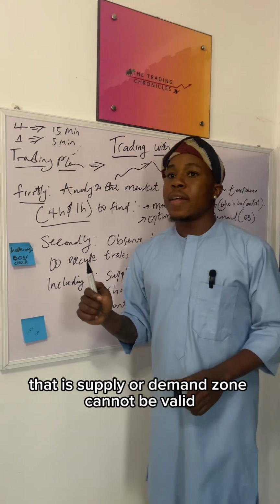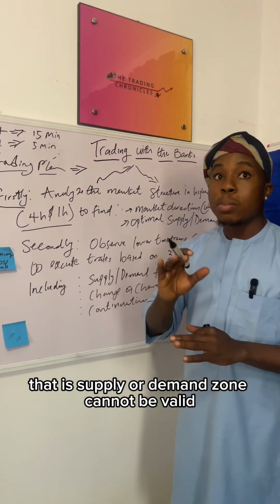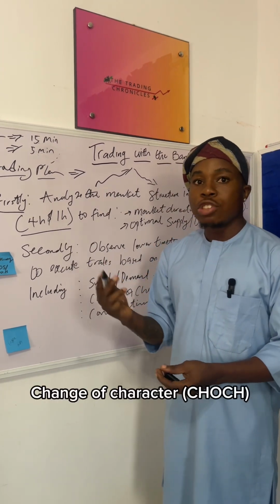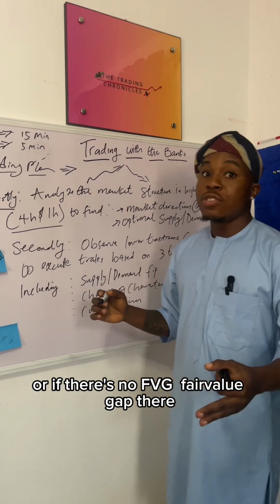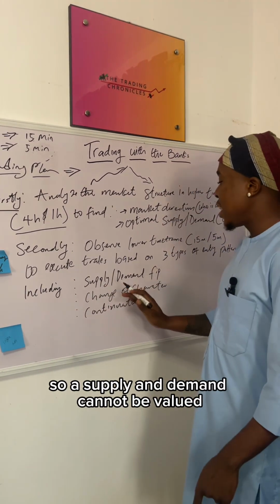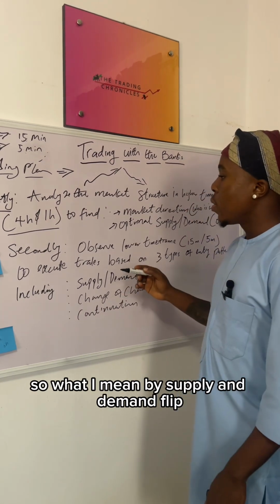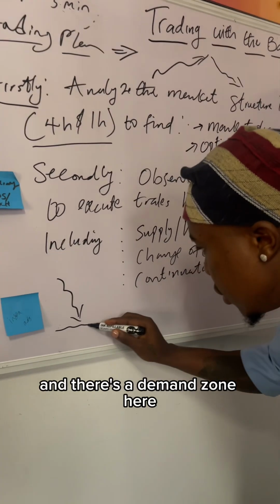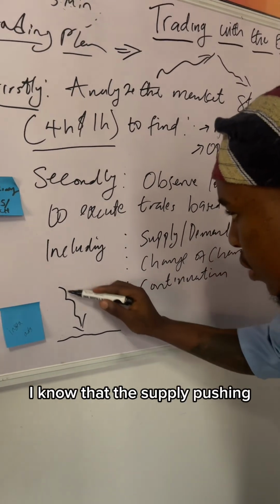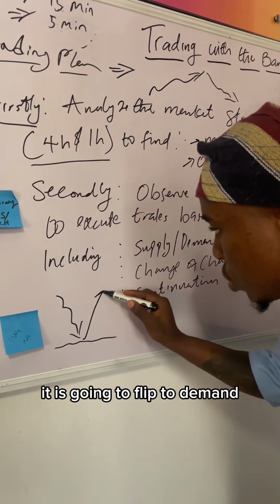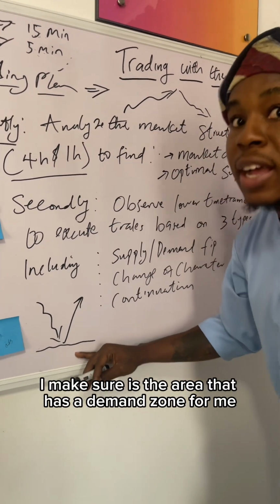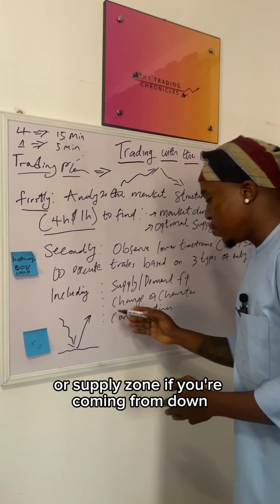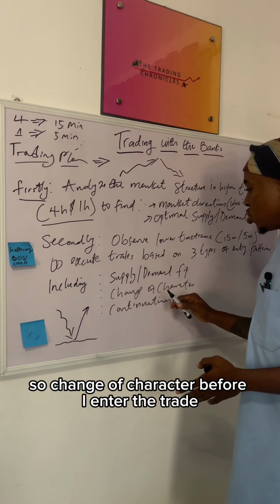Then I said something earlier that a supply or demand zone cannot be valid if there is no break of structure or change of character, or if there is no FVG, fair value gap, there. So what I mean by supply and demand flip: if the market is coming in a downtrend and there is a demand zone here, I know that the supply pushing it is going to flip to demand. So I make sure it's an area that has a demand zone for me, or a supply zone if you are coming from down. Then change of character.